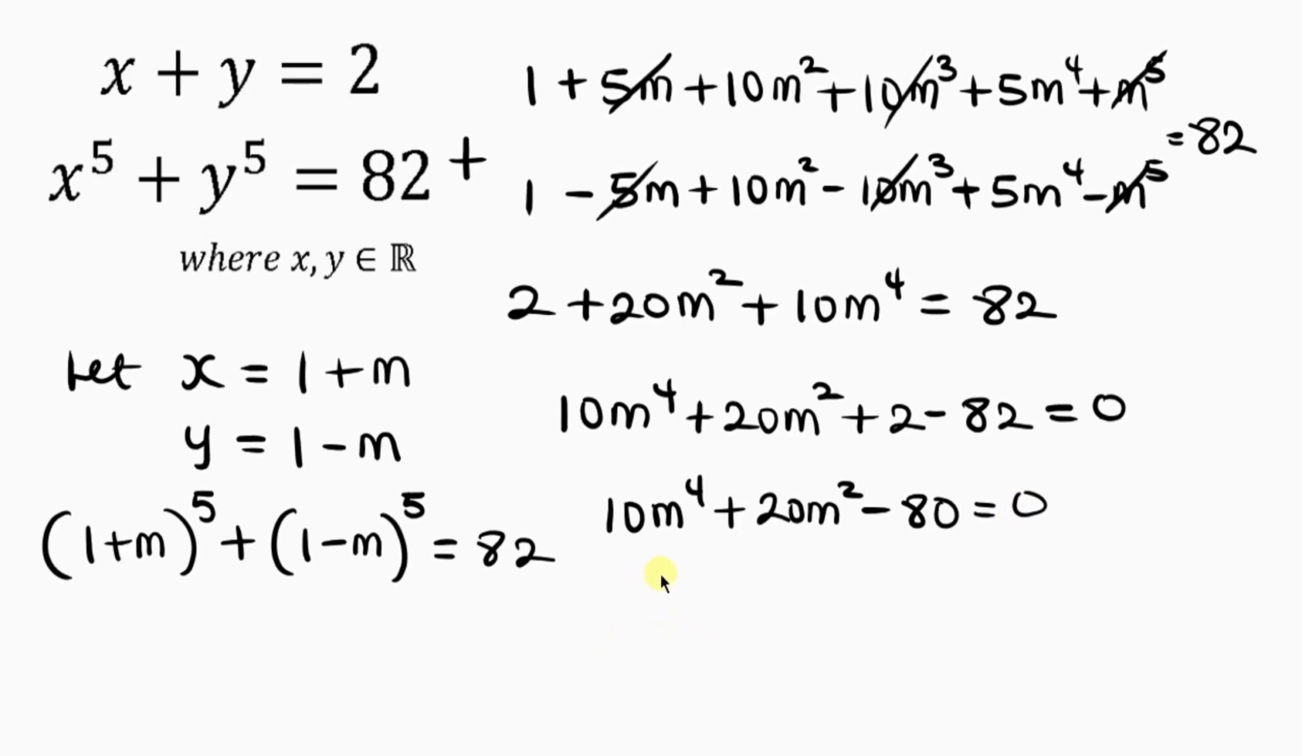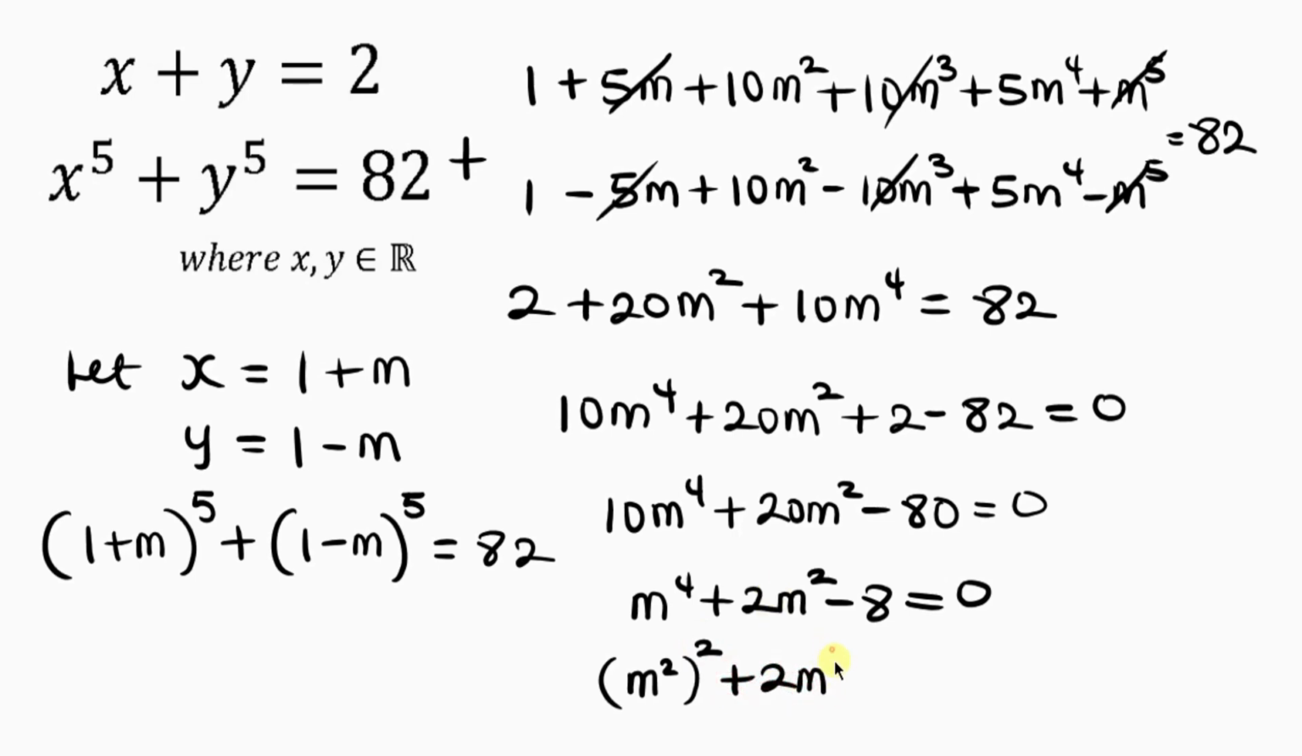So you notice that 10 is common. So we're going to be using 10 to divide through. So using 10 to divide through, I'm going to be having m to power 4 plus 2m squared minus 8 equal to 0. Very good. So since this is m squared, I can decide to simplify this further by writing m squared to the power of 2 plus 2m squared minus 8 equal to 0.